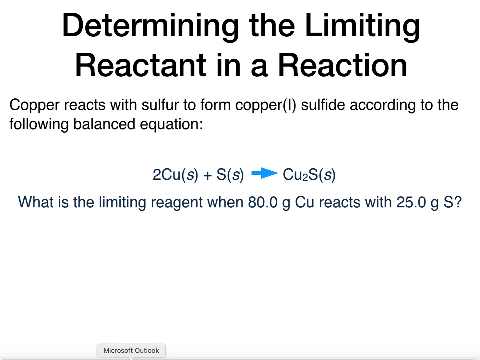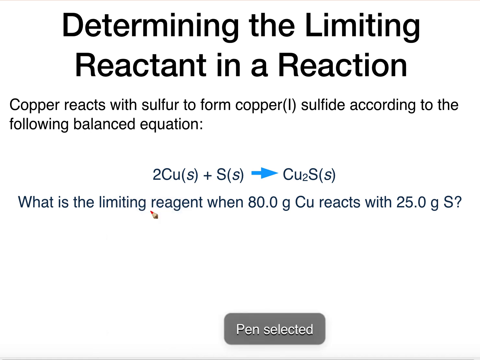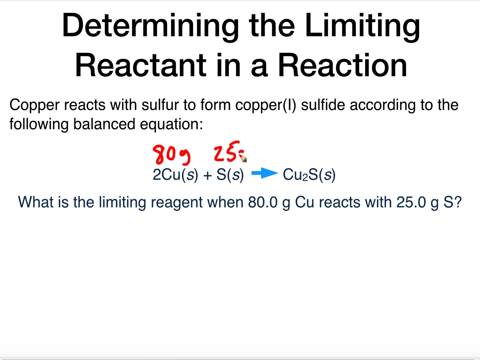So we see here copper reacts with sulfur to form copper(I) sulfide according to the following balanced chemical equation. It says, what is the limiting reagent when 80 grams of Cu reacts with 25 grams of sulfur? We notice here we have two initial values, 80 grams Cu and 25 grams S, and we have one product, Cu2S.